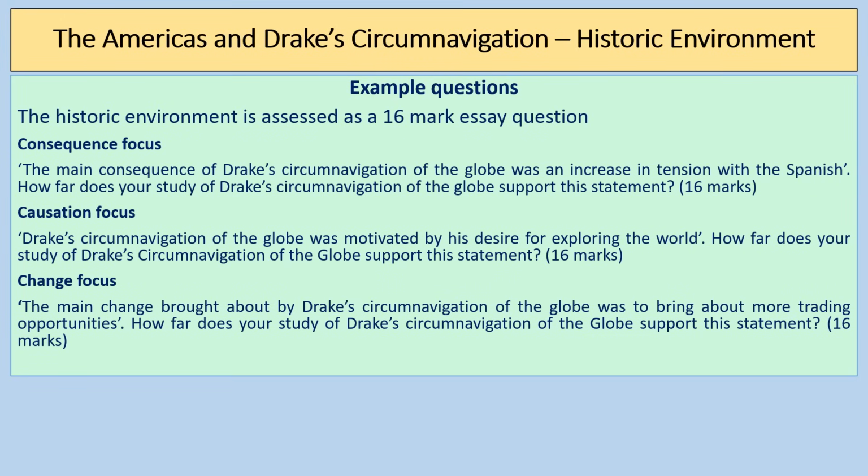The causation focus would be looking at more of the reasons why circumnavigation happened. So Drake's circumnavigation of the globe was motivated by his desire for exploring the world. How far does your study of Drake's circumnavigation of the globe support this statement? And a change or continuity type focus: the main change brought about by Drake's circumnavigation of the globe was to bring about more trading opportunities. How far does your study of Drake's circumnavigation of the globe support this statement?